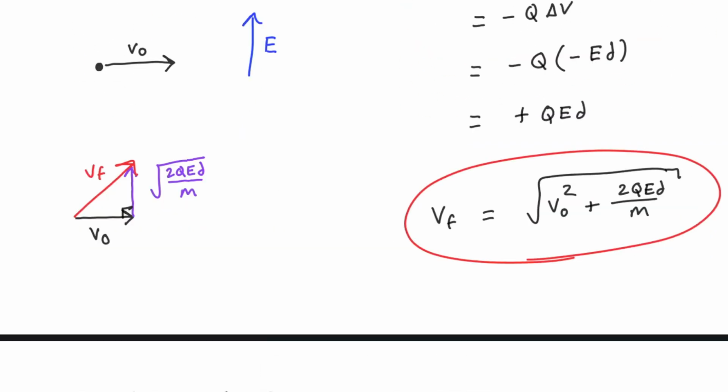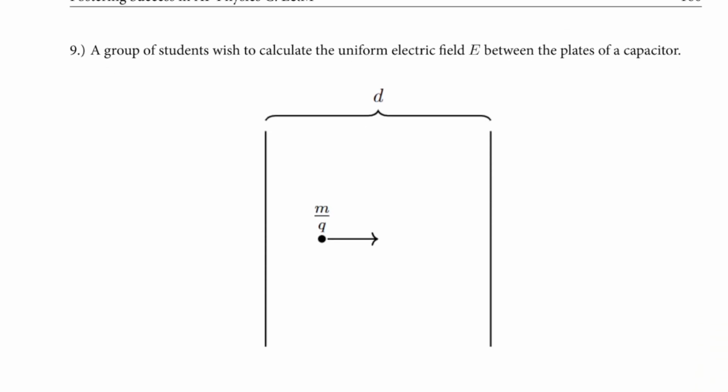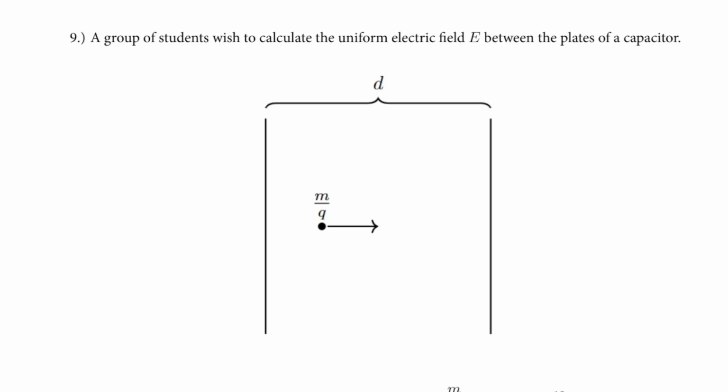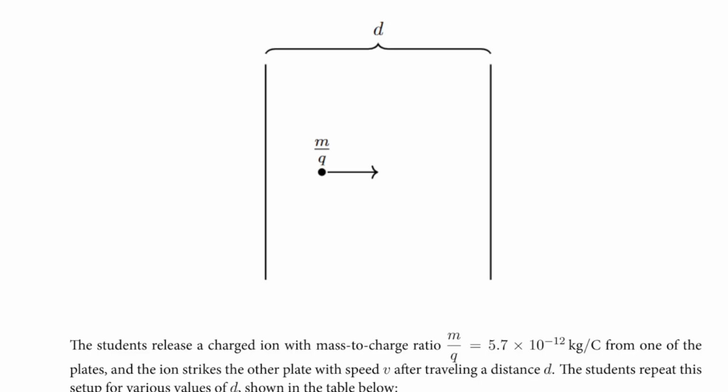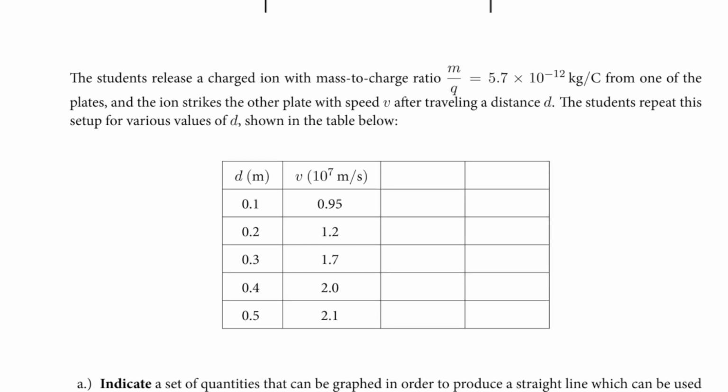All right, now time for our actual last problem. A group of students wish to calculate the uniform electric field magnitude E between the plates of a capacitor. To do this, they are using ions of known mass to charge ratio. So there's that quantity again, that m over q. We release an ion from rest at one plate and it slams into the other plate with some speed V that is magically measured somehow. We change the plate distance d and record the speed each time. We want to find the E field.